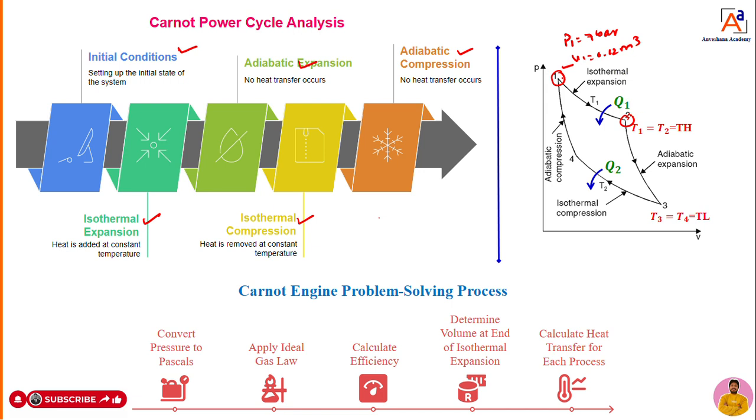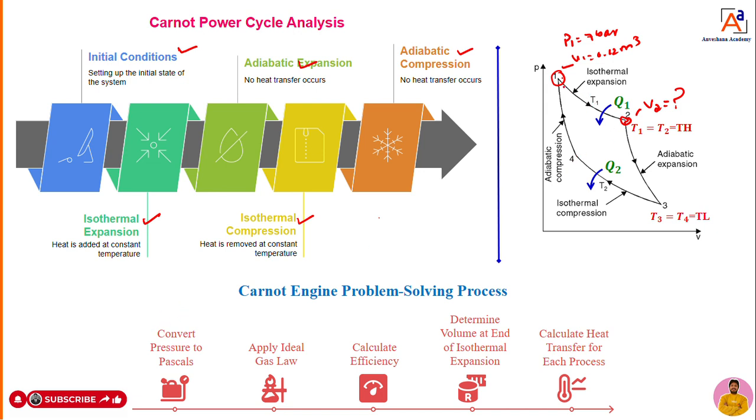But he is asking to calculate the volume of the ideal gas at the end of the isothermal expansion, where the isothermal expansion is going to end at point 2, dear students, that you can see here. The isothermal expansion process is going to end here. This is point 2. So he is asking to calculate the volume of the gas at the end of the isothermal expansion, that is, V2 is equal to how much. That is fine.